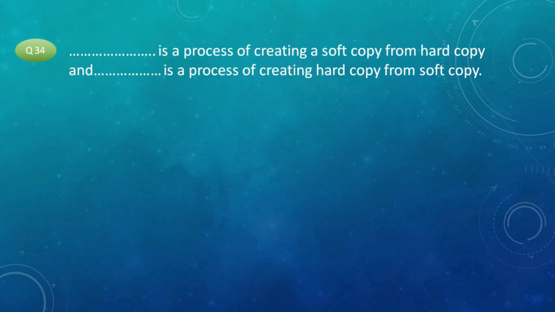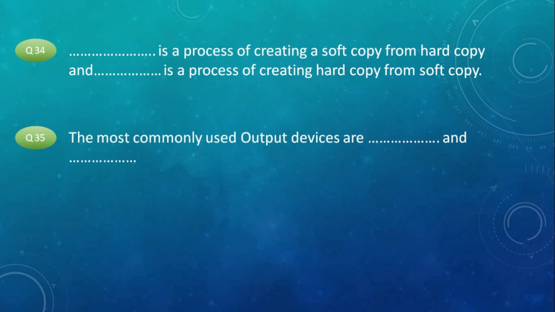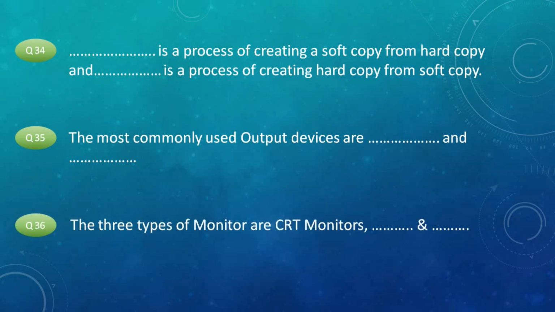Dash is a process of creating a soft copy from a hard copy, and dash is a process of creating a hard copy from a soft copy. The most commonly used output devices are dash and dash. The three types of monitors are CRT monitors, dash and dash.